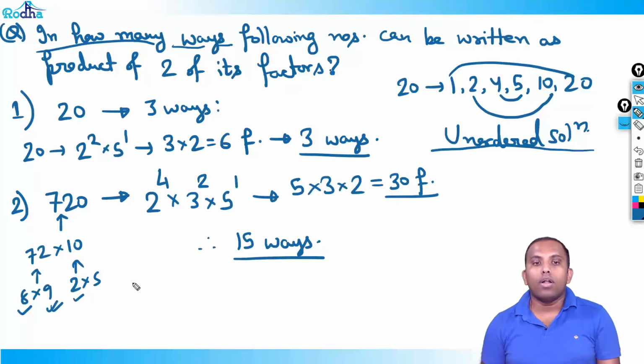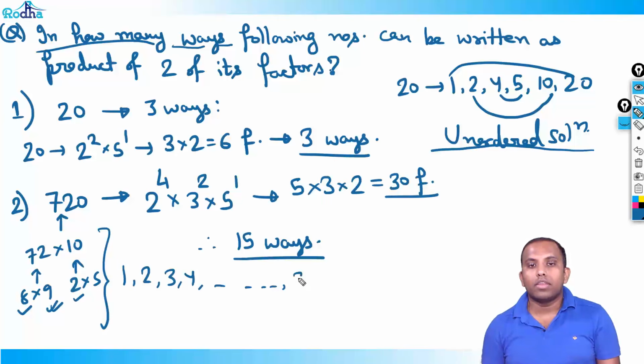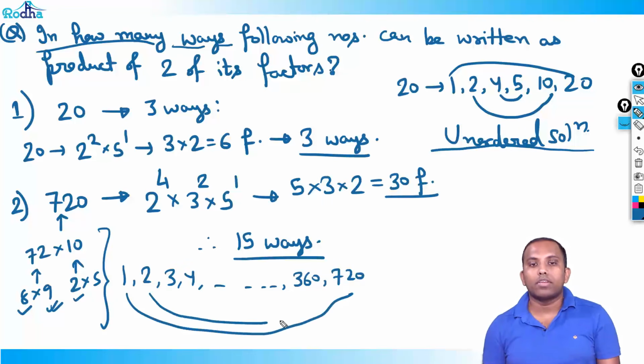So if I list down all the factors of 720, 1, 2, 3, 4, like this up to 360 and then 720, right? So 1 into 720, 2 into 360, like this, how many pairs will I get? If there are 30 factors, I'll get 15 pairs. So 15 ways, right?